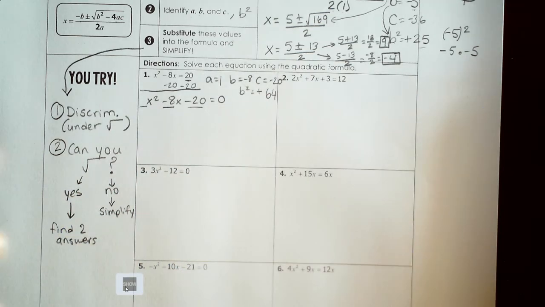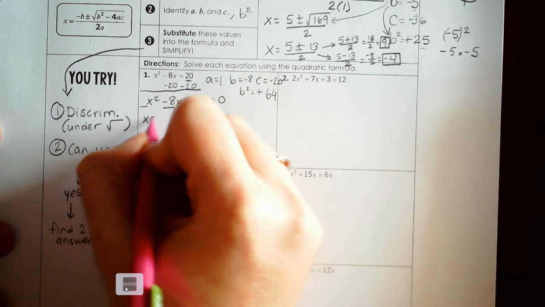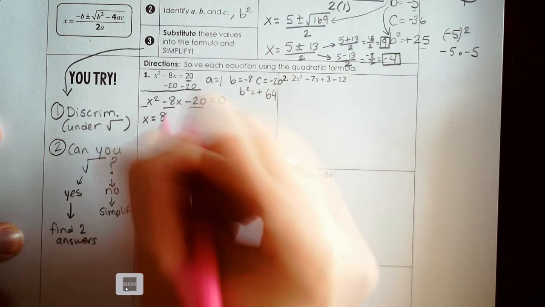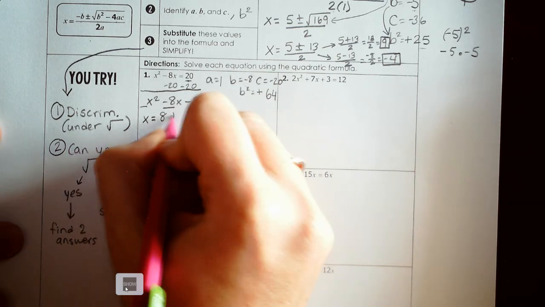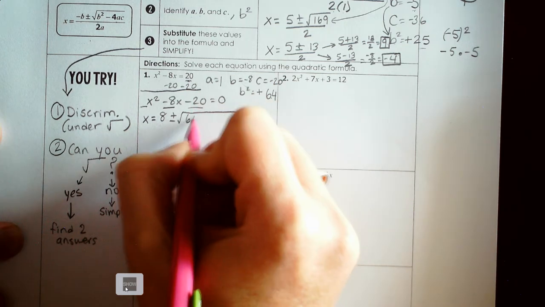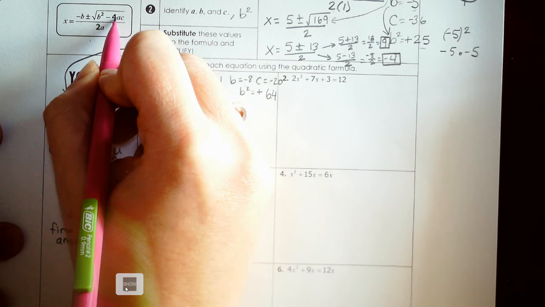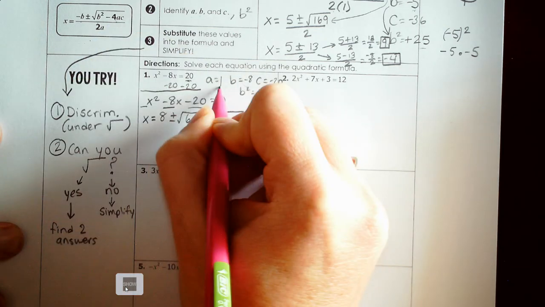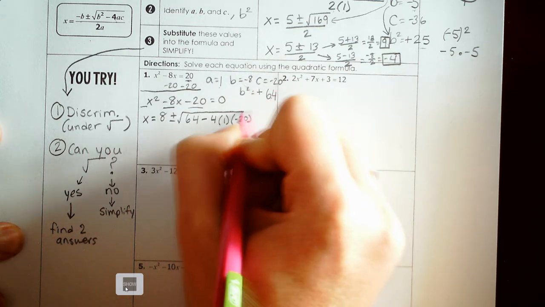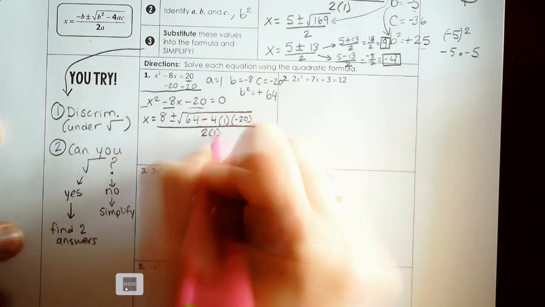All right, we're going to plug into our formula up here. So we have x equals negative b, so the opposite of b, which would be positive 8, plus and minus the square root. B squared, we had 64 minus 4. It's always going to be 4. That's part of your formula. Times a, which is 1, times c, which is negative 20. All of that over 2 times a, which in this case is 1.